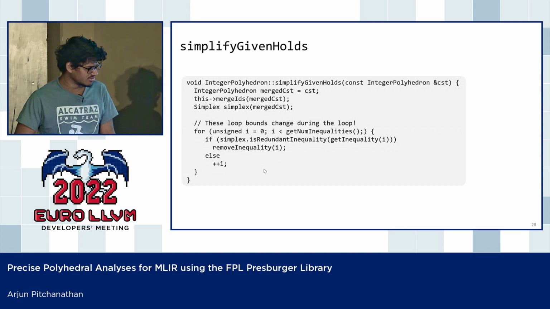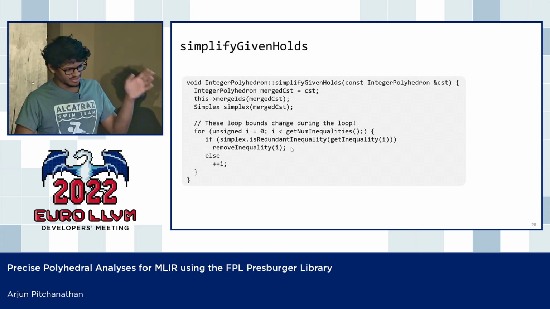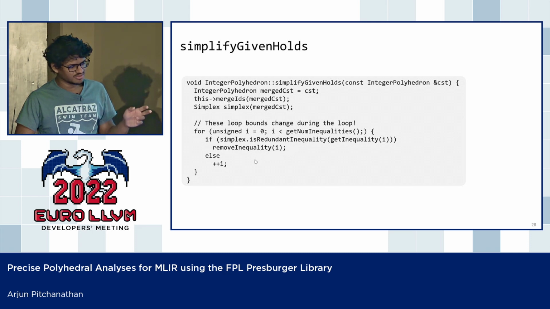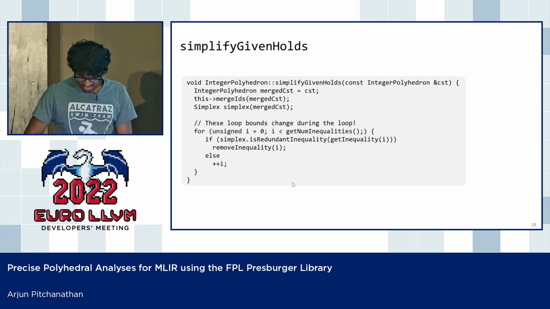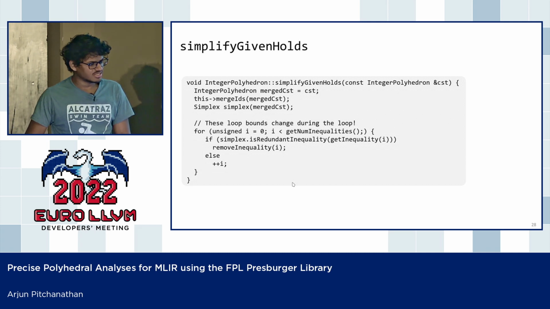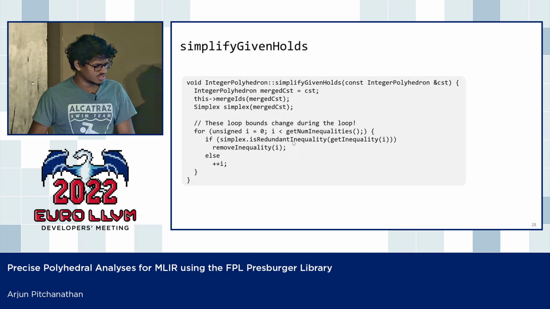So this might look a little funny, but when you remove the ith inequality, the I plus 1th inequality comes to I, which is why we only increment I when you don't remove. But that's an implementation detail. The main takeaway from here is how easy it is to do this kind of redundancy check using the Presburger library.